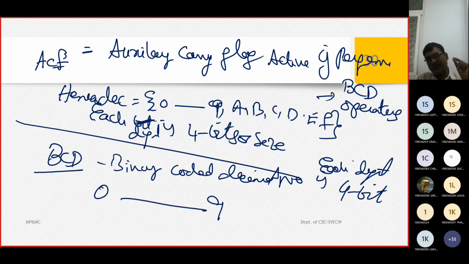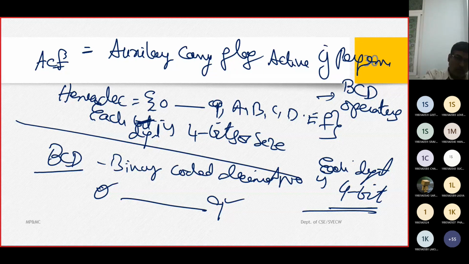Only this is the architectural difference you should understand between binary coded decimal numbers and the hexadecimal number systems. In binary coded decimal number, the minimum value was 0 and the maximum value was 9. Second thing, every digit is going to be represented in 4 bits. With these two pieces of information, now we have to discuss binary coded decimal numbers.